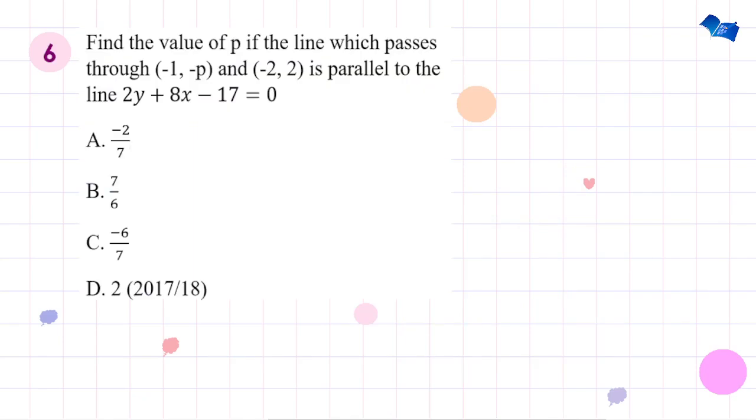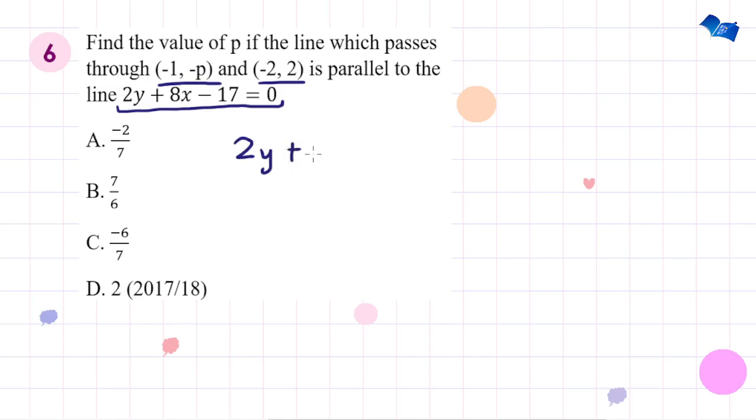Question number 6. Find the value of P if the line which passes through these 2 points is parallel to this line. Okay, you know the thing about parallel lines, their gradients are equal, right? So if we can get the gradient of these two, the line that join these 2 points, and the gradient of this line, we can equate them together because gradients of parallel lines are equal. So let's get the gradient of this line.